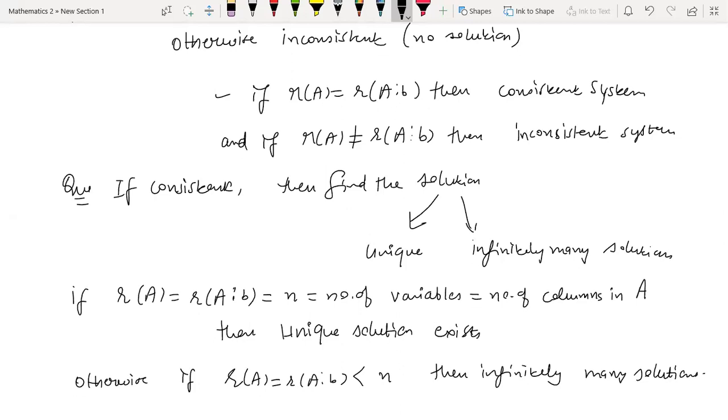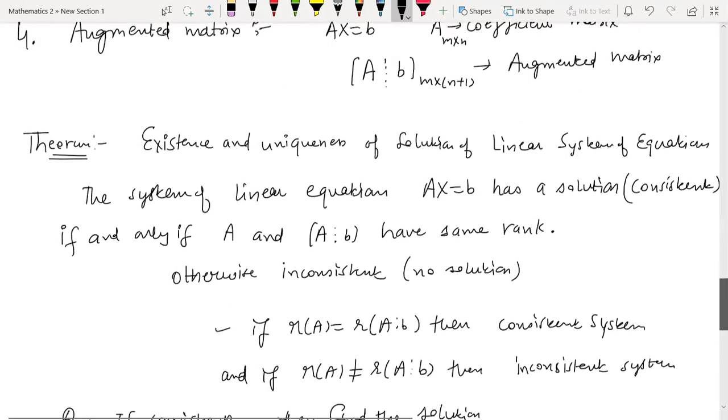This is a theoretical result. The rank of a matrix can never exceed the number of rows or the number of columns. It's always going to be less than that, or at maximum equal to that. So I hope these results are clear. I'll just repeat very quickly and then we will do the questions for the same.